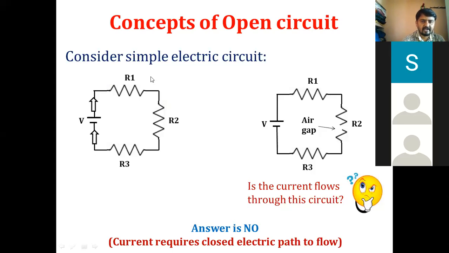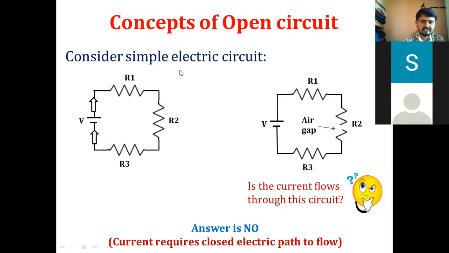So you take the heading: concept of open circuit. Have you taken the heading? Next, consider a simple electric circuit. You don't need to take the first diagram. Directly take down the second diagram, and write this here. Write all these things down. Does the current flow through this circuit? Put a question mark. Answer is no. Current requires a closed electric path to flow.